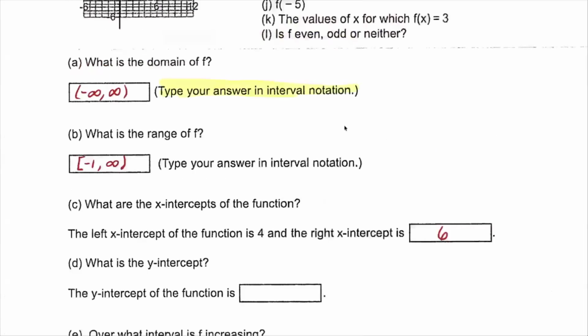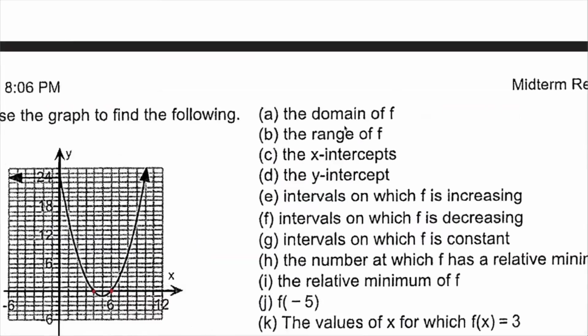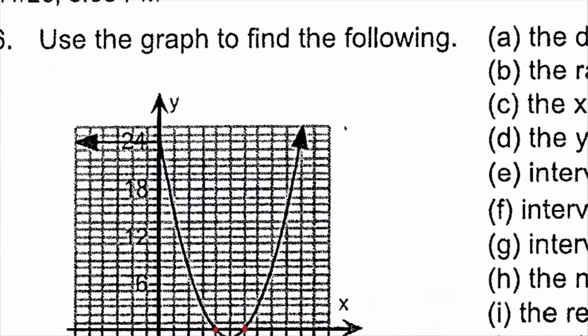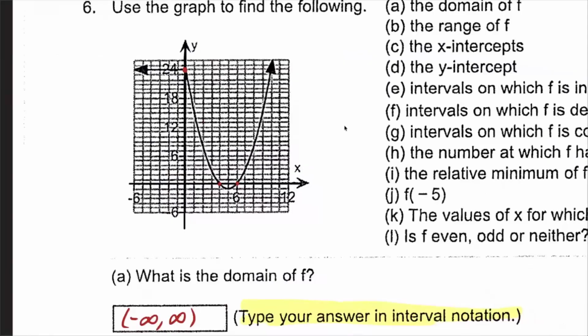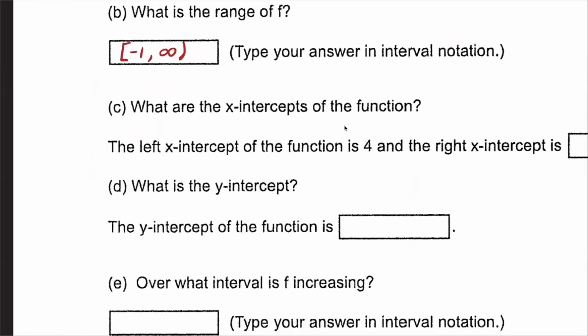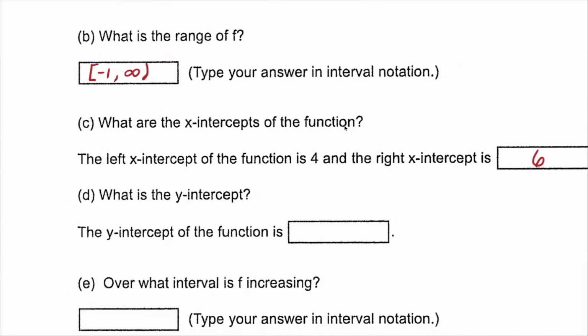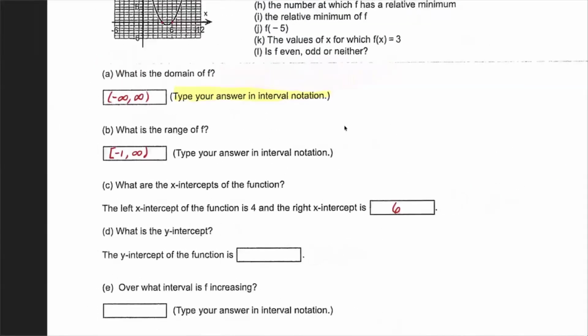Then we want the y-intercept. Let's see, it crosses the y-axis at 24. That's the y value where it crosses. So the y-intercept is 24.